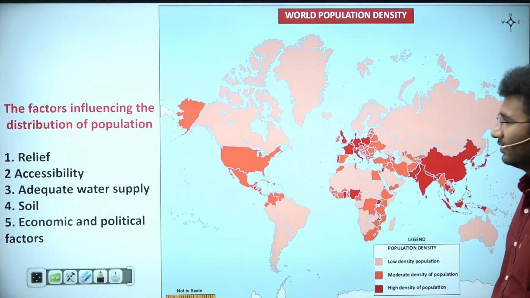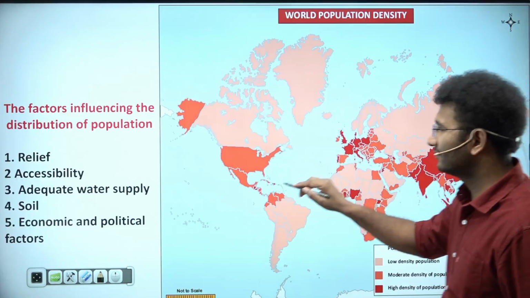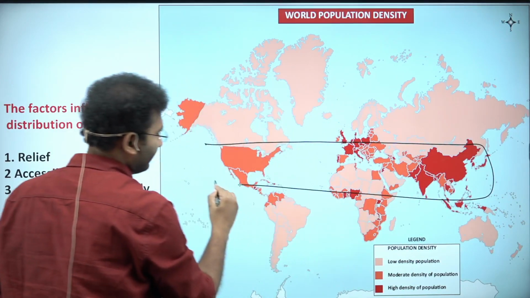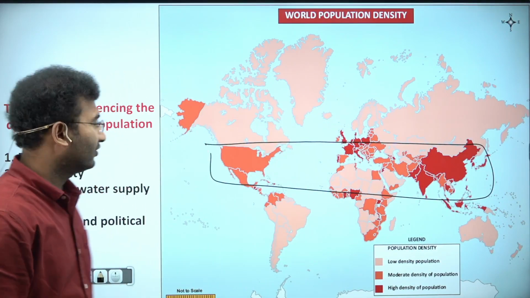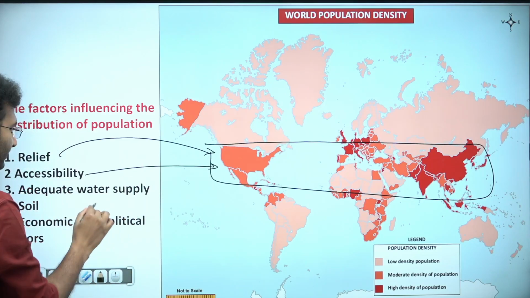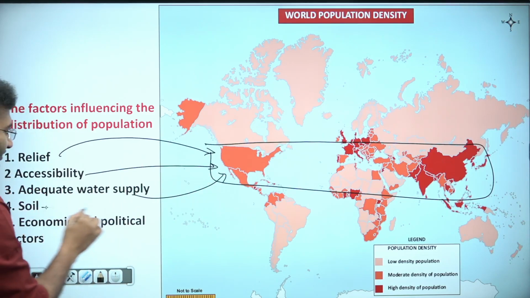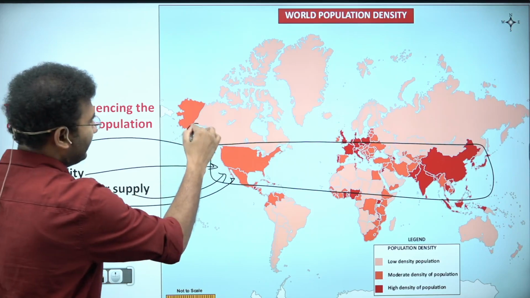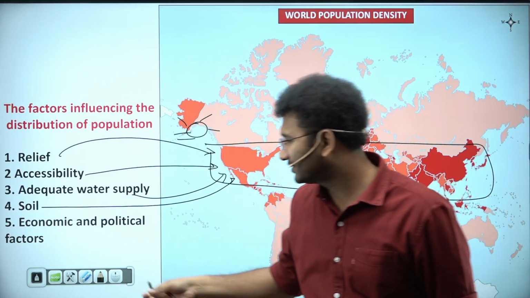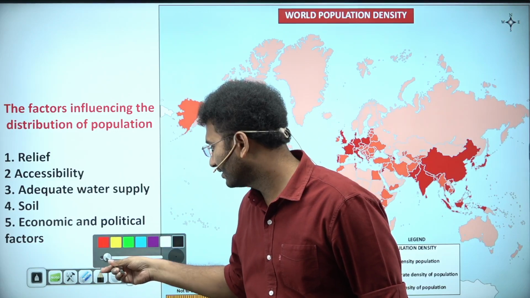See here. Large chunk of population is always confined to the tropical area, right? Why? Because of topography, accessibility, adequate supply of water, soil, and more often it is sunlight. That's why you have a good chunk of population which is located in this particular area, right?